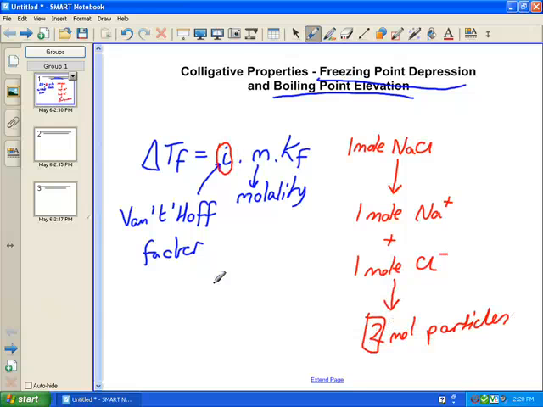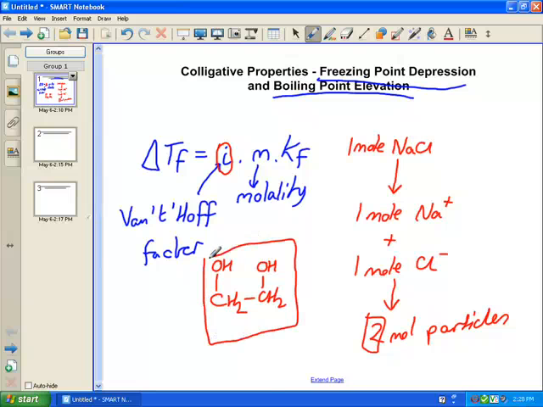If your compound is covalent, for example an alcohol like ethylene glycol, which I'm sure you're all aware of if you have a car, it's the major component of antifreeze. You put it in your car radiator, and the idea is it prevents the water from freezing and cracking your engine block. Now, do you see any metals in this structure? Of course the answer is no. It's not ionic, it's not going to split up into ions, therefore i in this case would be 1. So it really depends on whether you have an ionic or a covalent species.